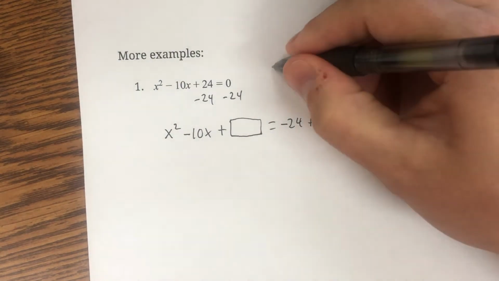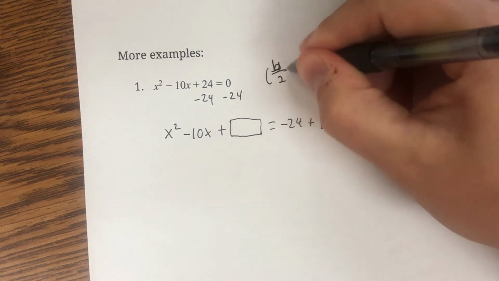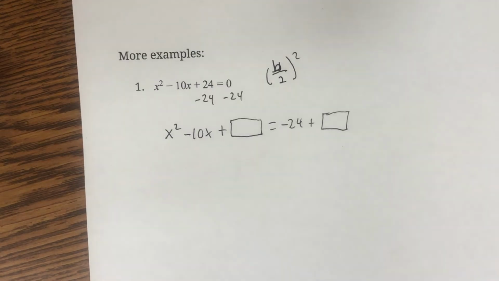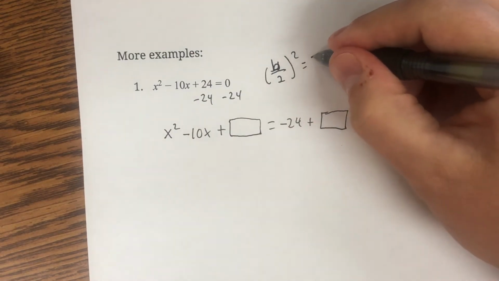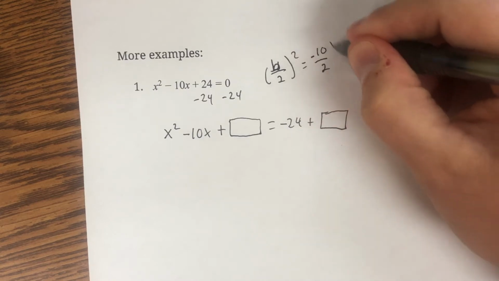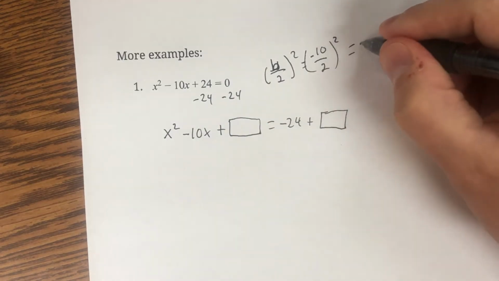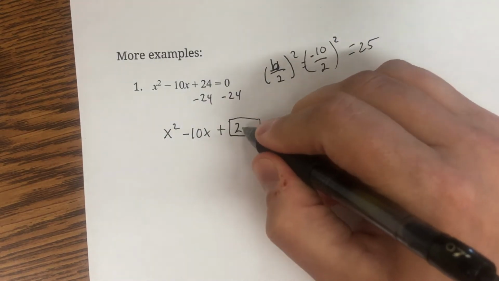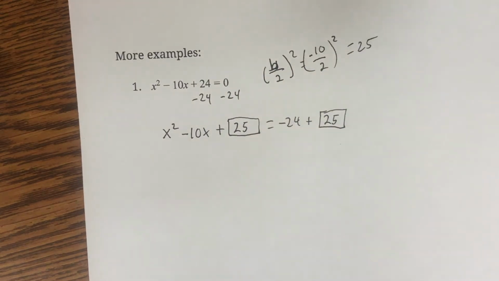Inside the box is b over 2 squared. In this case, b is negative 10. So that would equal negative 10 over 2 squared. Negative 10 divided by 2 is negative 5. Negative 5 squared is 25. So we are going to add 25 to the left side. If I do it to the left, I also have to do it to the right.